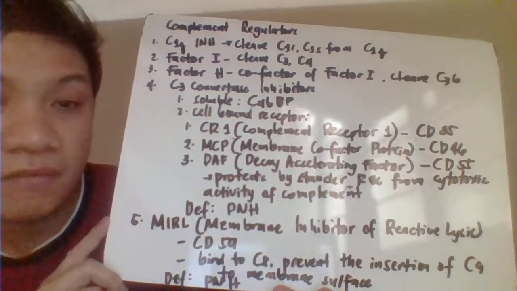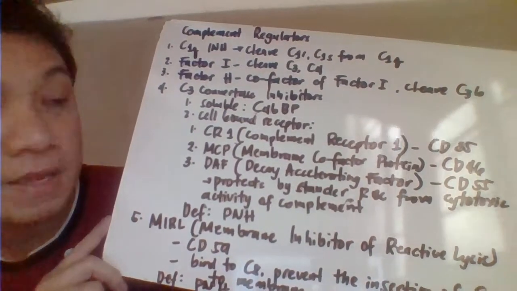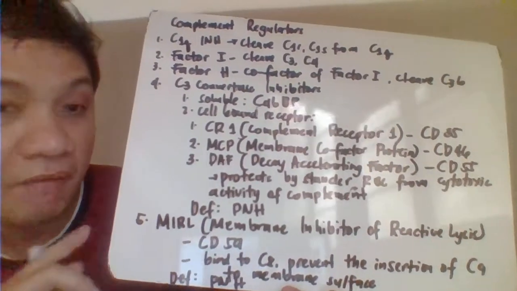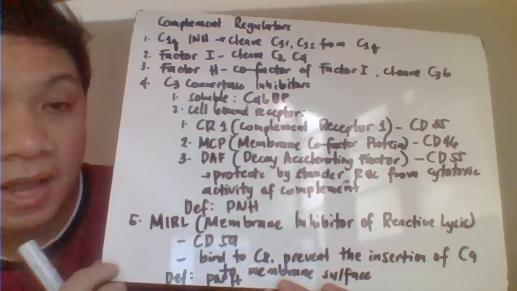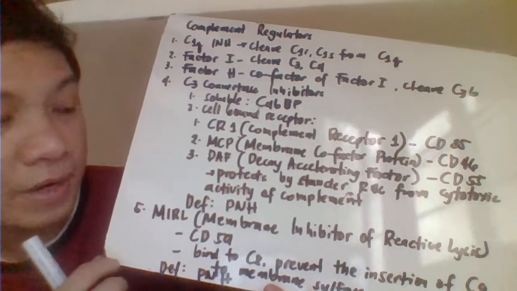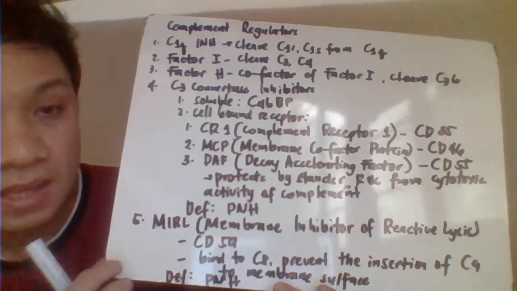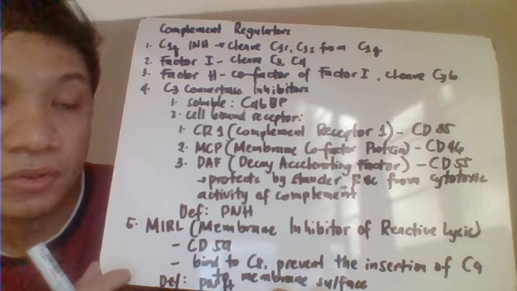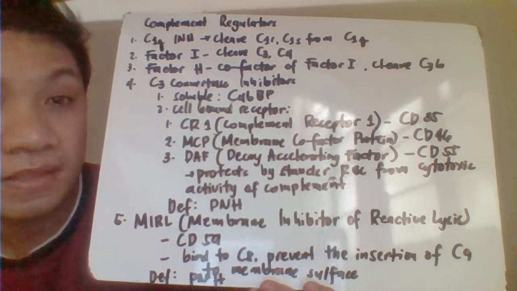Then we have your C3 convertase inhibitor, which might eventually be in the form of a soluble factor like your C3b binding protein. You could also have cell-bound receptors that are found on the cell surface. We have your CR1, or the complement receptor 1. This is your CD35. Then we have also your MCP, or membrane cofactor protein. This is your CD46. Then we have your decay accelerating factor, your CD55. Your decay accelerating factor protects our RBC membrane against the effect of the activation of your complement.